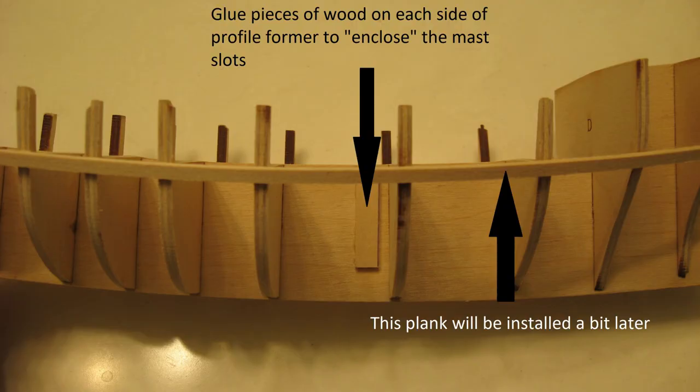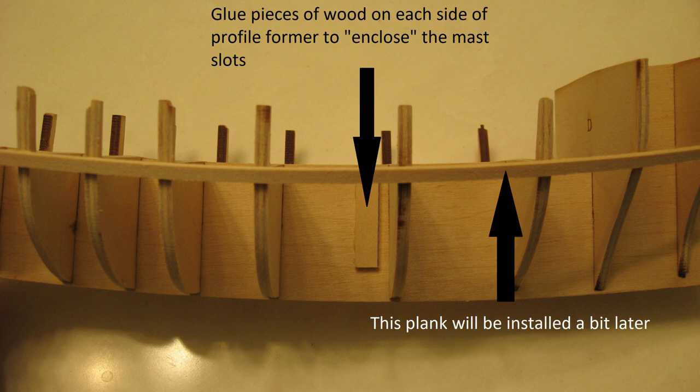Now, you've probably already realized that the empty slots in the model are for the masts to eventually rest within. At this time, glue a tiny piece of wood on each side of the profile former at the mast locations in order to build long square boxes that the masts can slide down into later.